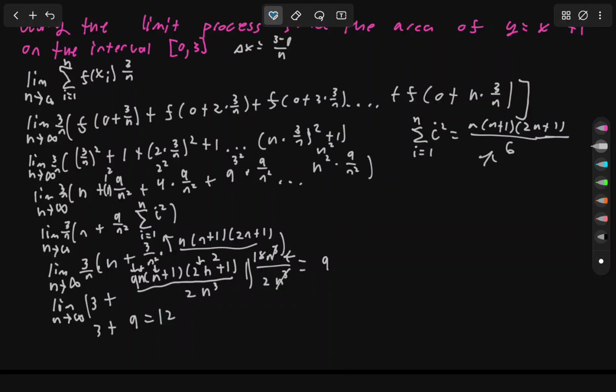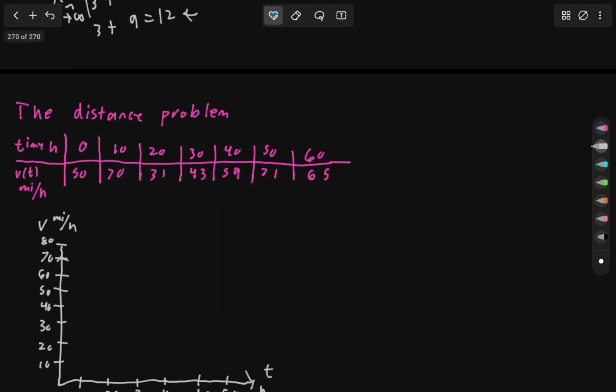And then in a few videos we'll learn how to verify this answer. But what we have done here is we've found the exact area under the curve. This isn't just the estimated area. No, this is the exact area under the curve. And that's the really cool thing about calculus.